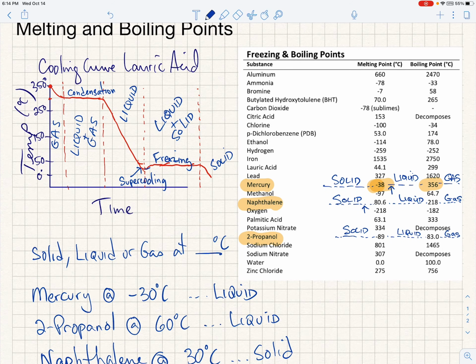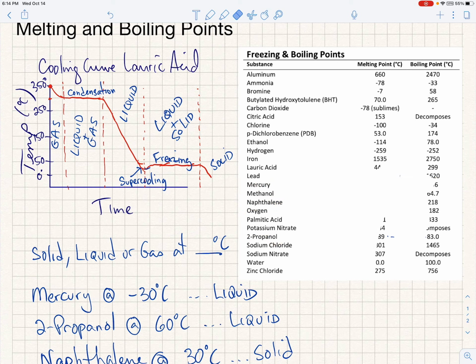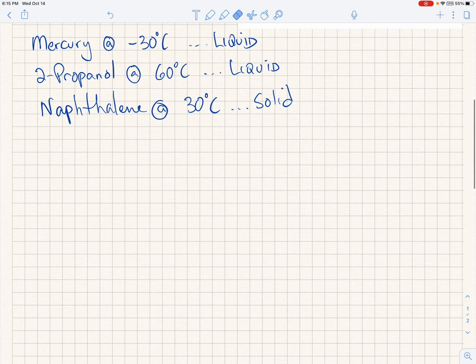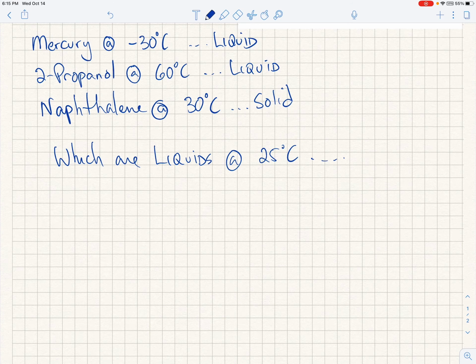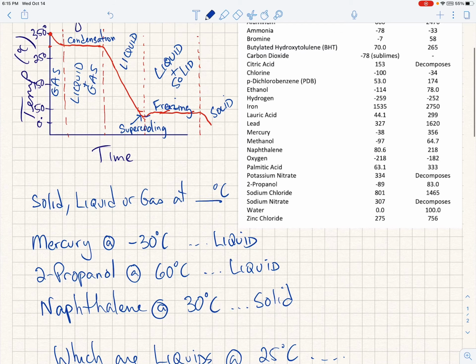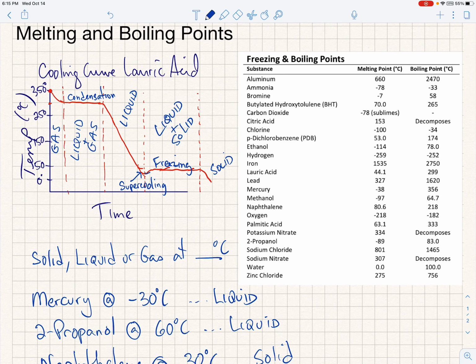Now, one last question you might be asked with this data table. Suppose we gave you a certain temperature, let's say 25 degrees Celsius. And let's ask the question, which of these substances are liquids at 25 degrees Celsius? So of all of the substances on the chart, which ones are liquids at 25 degrees Celsius?